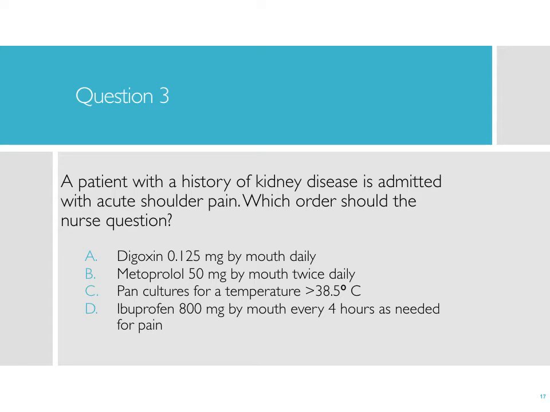That basically, pan means everything. So culture everything for a temperature more than 38.5 Celsius. Ibuprofen 800 milligrams by mouth every 4 hours as needed for pain.